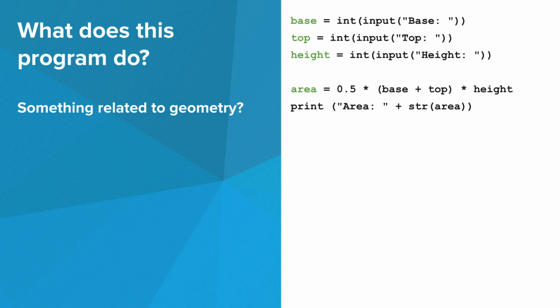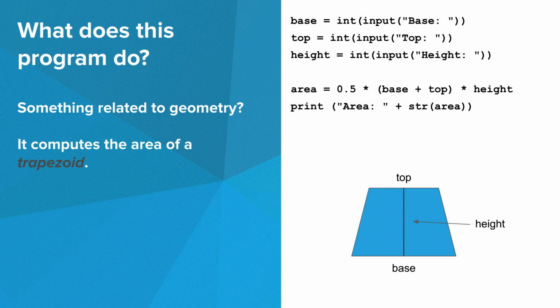Looking at the variable names, you can probably guess that the program does something geometry related. And after staring long enough, and maybe ducking into a math textbook, you might come to realize that this program computes the area of a trapezoid. Now, if you looked at this program and your reaction was, what? Don't worry, the point of this exercise was to show you that reading code is hard.